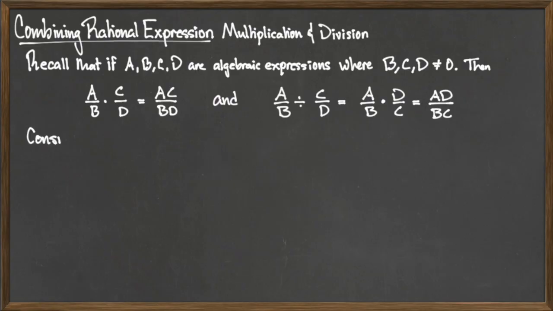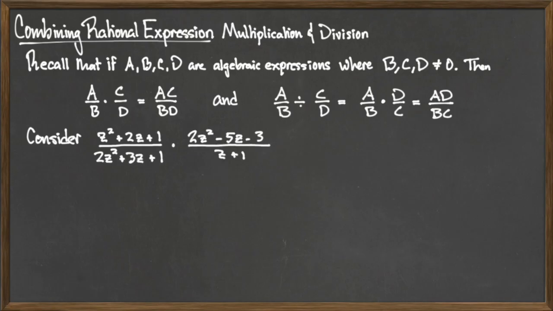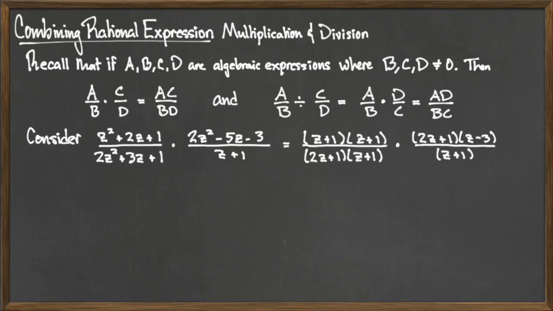Let's look at an example. Z squared plus 2z plus 1 divided by 2z squared plus 3z plus 1 times 2z squared minus 5z minus 3 divided by z plus 1. Yeah, that's a tongue twister. But even though this is a multiplication problem, let's first factor each term as much as possible. Everything on that left fraction factors with the AC method, and everything on the right fraction also factors with the AC method. So what we get after factoring is a numerator of z plus 1 times z plus 1 over 2z plus 1 times z plus 1 multiplied by 2z plus 1 times z minus 3 over z plus 1.